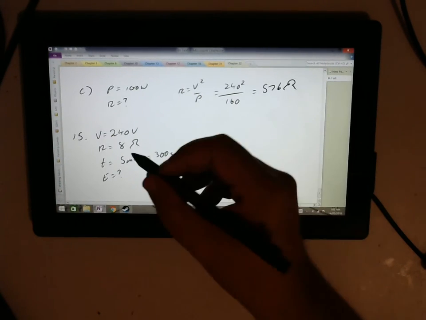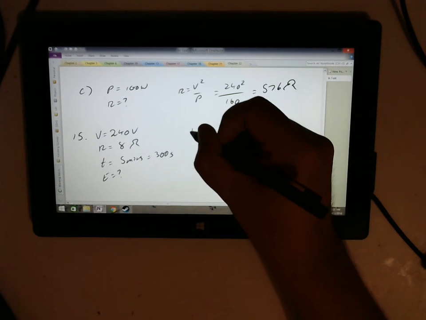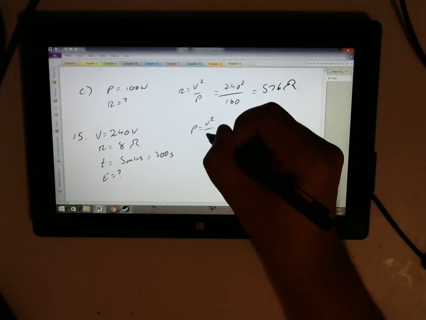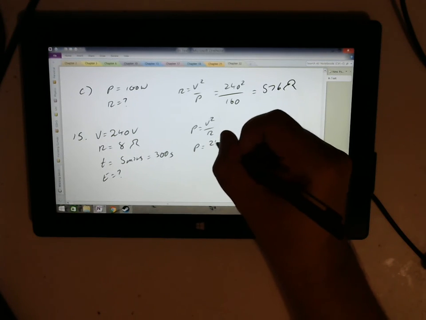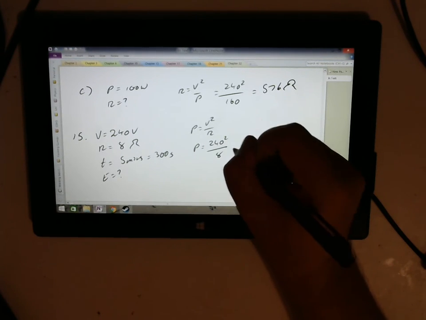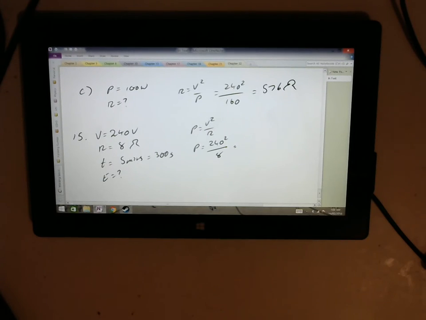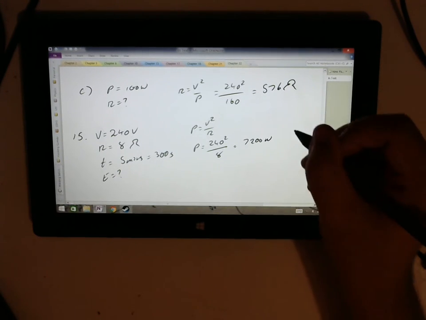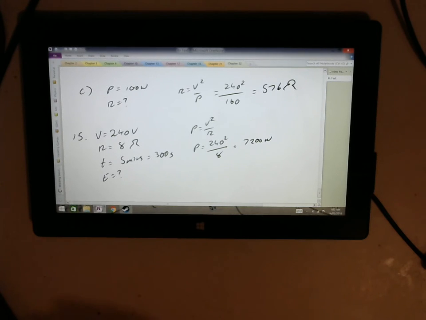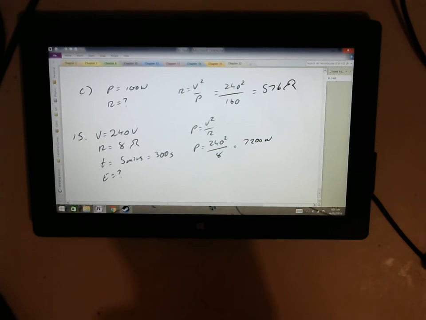Okay. So same formula as before. P equals V squared over R. So P is going to equal 240 squared divided by 8, which will equal 7,200 watts. Remember, a watt is defined as 1 joule per second, okay?